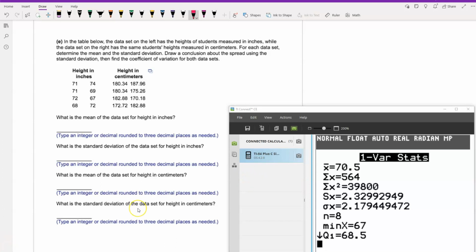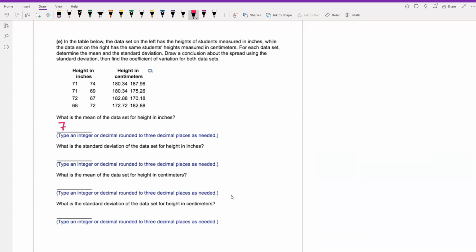The first data set that we did on top, the output was sample, and assume that this one is same thing, sample instead of population. So the answer for x-bar is 70.5, and our sample standard deviation rounded to 3 decimal places is 2.330. So 70.5. I'm going to write 00 here to have 3 decimal places. It doesn't matter how you write 70.5, it's same as 70.500.